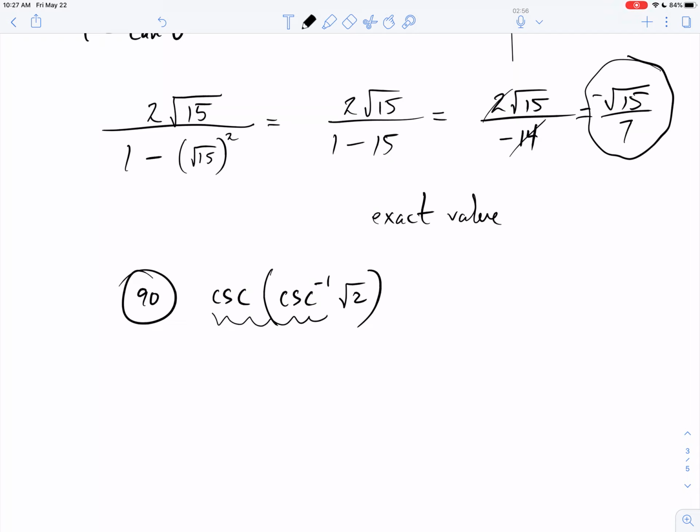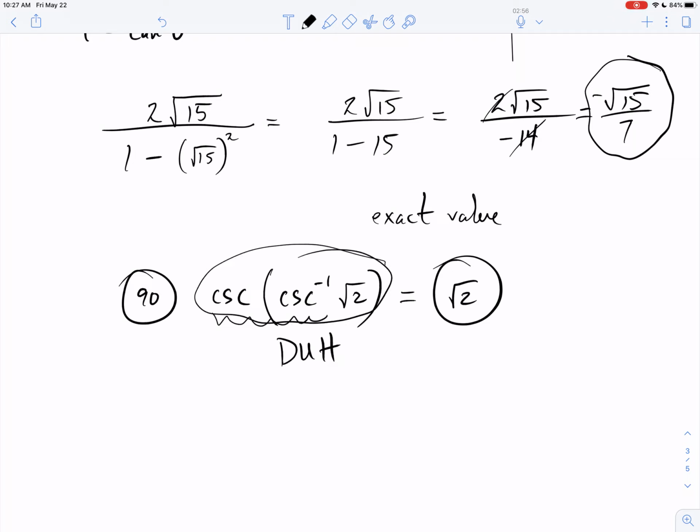This is the cosecant of cosecant inverse. Bam, I'm done. I don't have to draw a reference triangle or anything like that. Don't overlook the obvious. This is what I call a duh question, because the answer is right in front of your face. You take the composite of this, and you just get whatever x is.